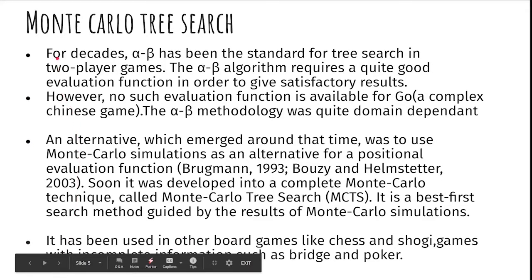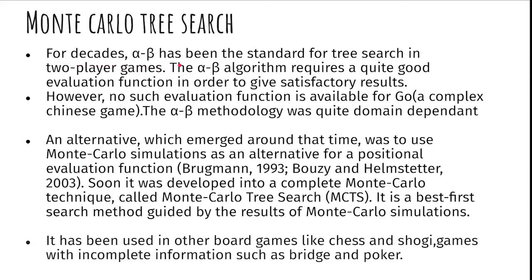Now, let's give an intro to the Monte Carlo tree search. For decades, alpha beta has been the standard for tree search in two-player games. The alpha beta algorithm requires a good evaluation function in order to perform tree search. However, no such evaluation function is available for a complex game. Alpha beta is basically domain dependent.